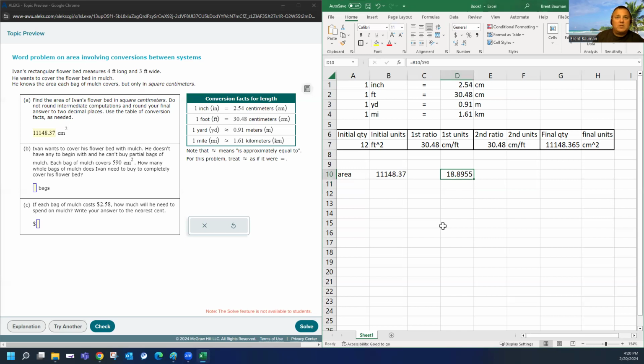And so that gives us 18.8955. Now, this is where it's a little tricky. We're rounding to full bags. You can't buy 0.8955 of a bag. So this would actually round up to 19 bags. So we've got to round up to the nearest whole bag.